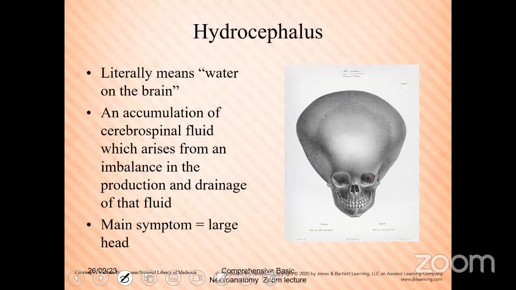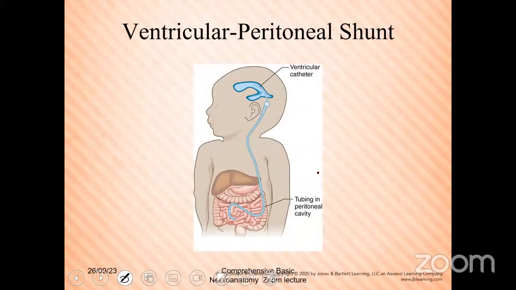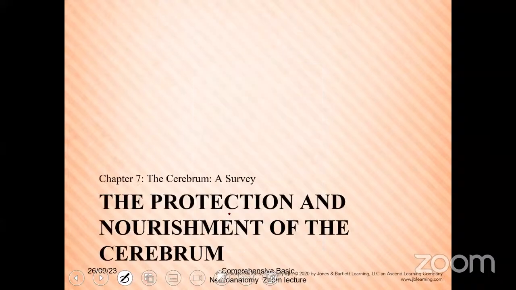So hydrocephalus means water on the brain, an accumulation of cerebrospinal fluid, which arises from an imbalance in the production and drainage of that fluid. The main thing is a large head. You can see the large head, which is hydrocephalus. And you can treat that with a ventriculoperitoneal shunt, or the diversion of the CSF into the abdomen, with tubing into the peritoneal cavity. Protection and nourishment of the brain, cerebrum, and all other topics, I think we'll take in another class.